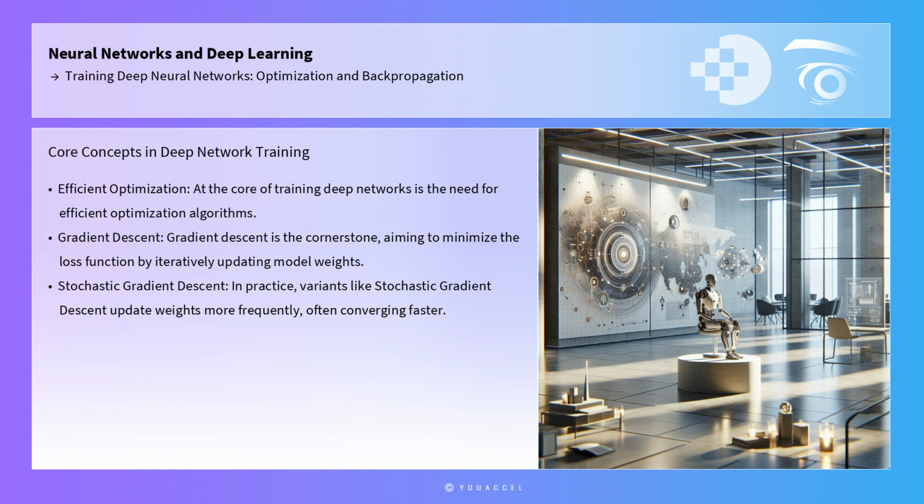At the core of training deep networks is the need for efficient optimization algorithms. Gradient descent is the cornerstone of these algorithms, where the key objective is to minimize the loss function by iteratively updating the model weights. In practice, different variants of gradient descent are employed, such as stochastic gradient descent, which updates weights more frequently and can often converge faster than standard gradient descent by using a subset of the data. However, SGD can be noisy, leading to oscillations in the path towards convergence.